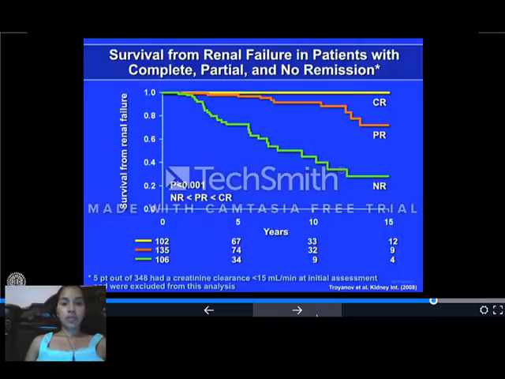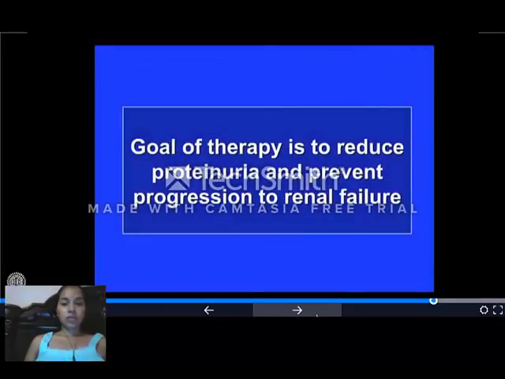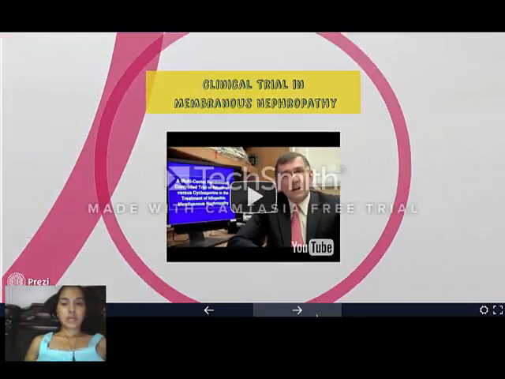But if your proteinuria remains in the nephrotic range, then the outcome is very poor, with 80% of the patients really going to require dialysis or transplantation long-term. I think there is no question that the target of therapy for patients with membranous nephropathy is remission of proteinuria, because we know that if we get rid of the proteinuria, those patients will do very well long-term.